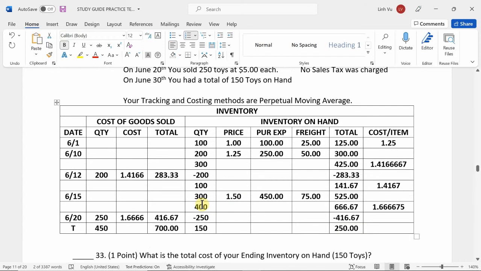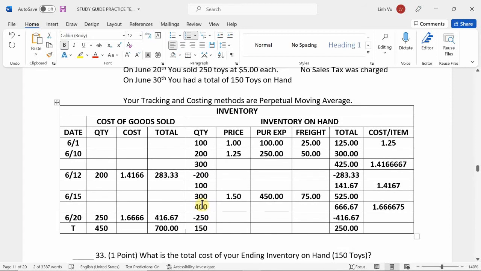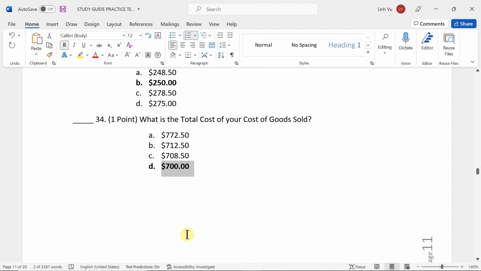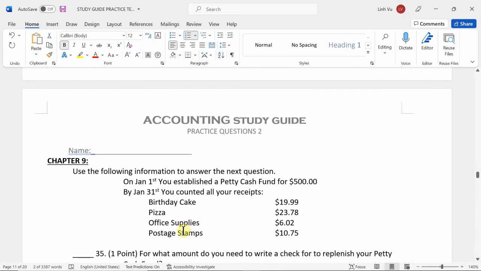So again, I think I got lost somewhere. Okay. How did we get the total for the cost of goods sold? 450 at the end. Correct. 450 at the end, right? $283.33 plus $416.67. Right? Okay. That should give you 700, yeah. Okay. All right. Any other questions here? No. Okay.